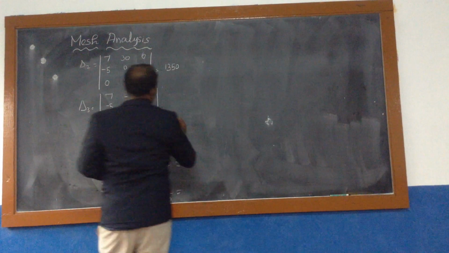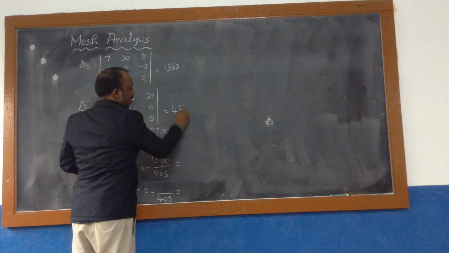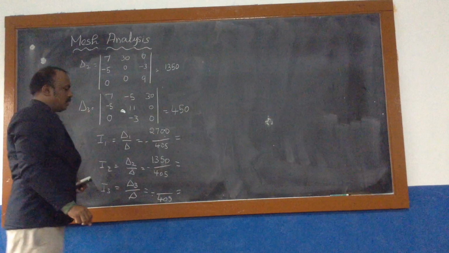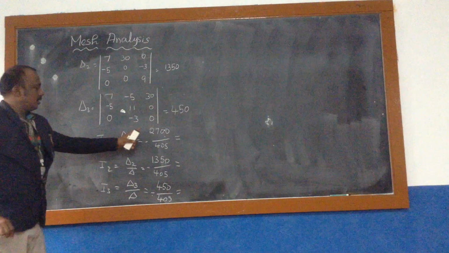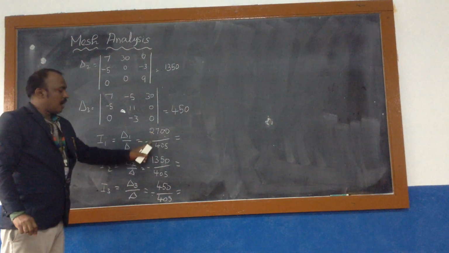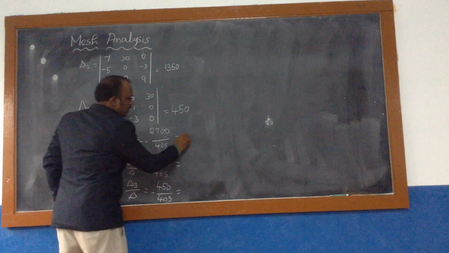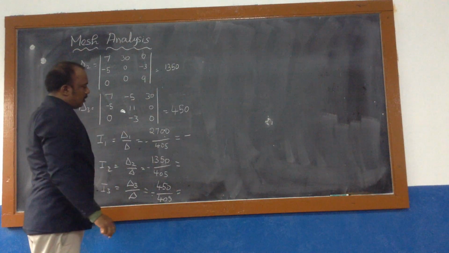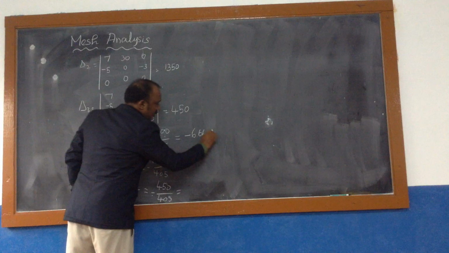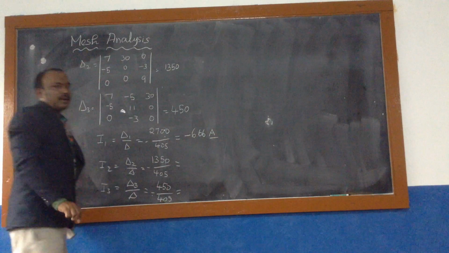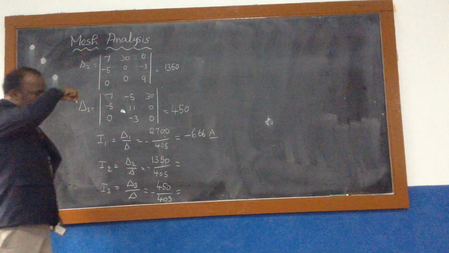How much? 4, 5, 0. Now you substitute 4, 5, 0. Now you can calculate I1 equal to del 1 by del 2, which is equal to minus 6.66 ampere. Mentioning the unit is very important. You should always mention that.